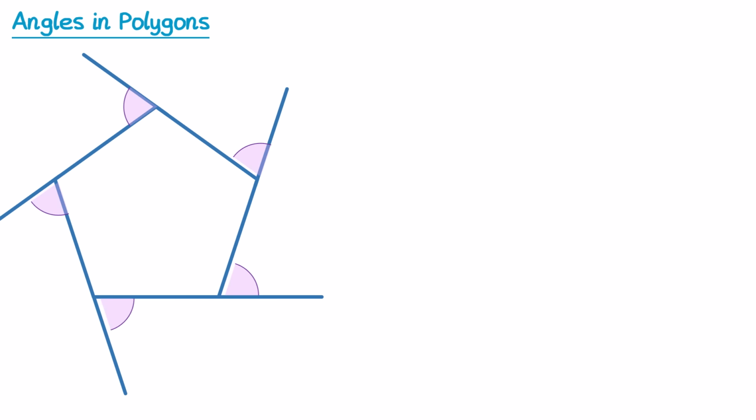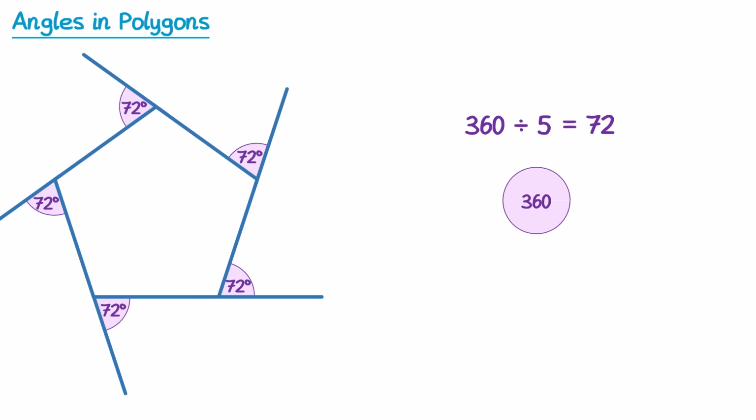Well, if we take all of these exterior angles and bring them together like this, you'll see it makes a circle. In a full turn, there are 360 degrees. Since there were 5 angles and they're all equal in size, we could find the size of one of them by doing 360 divided by 5. This will give you 72 degrees. So each of these exterior angles here for a regular pentagon is 72 degrees.